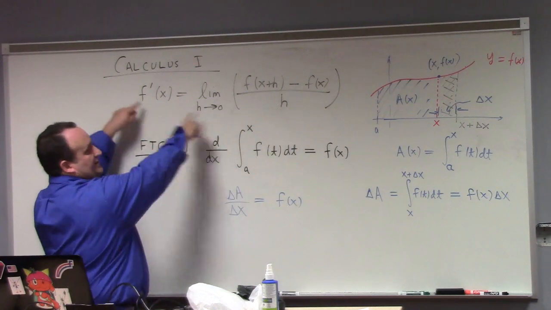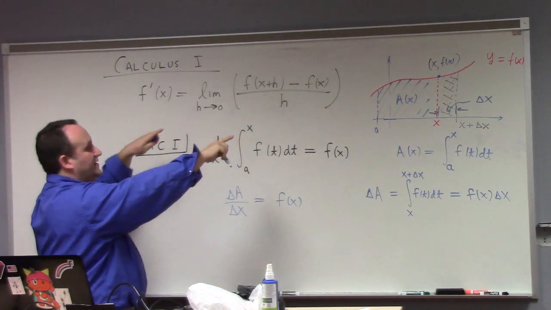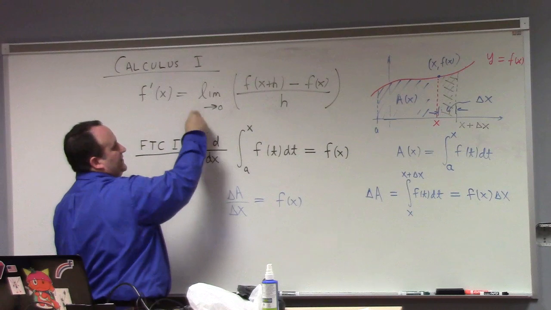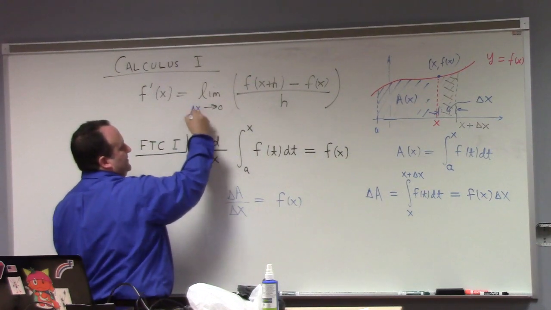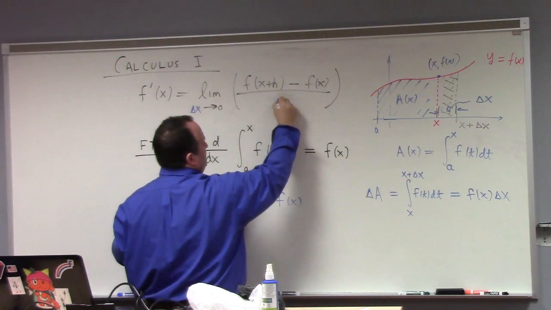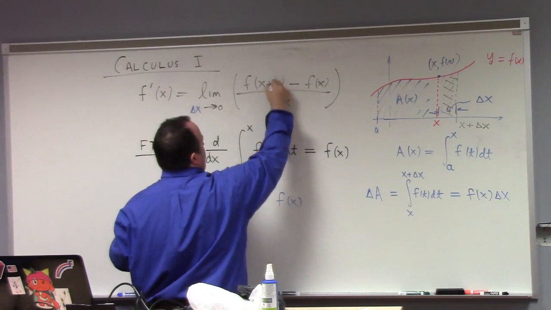See, in this limit definition up here, instead of this h, a lot of times in engineering or physics you might put a delta x there instead. Don't be confused, it's the same thing. That's just another label.